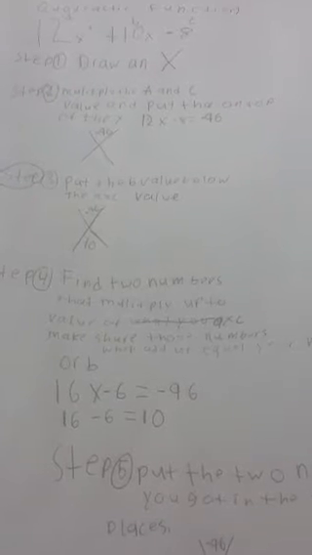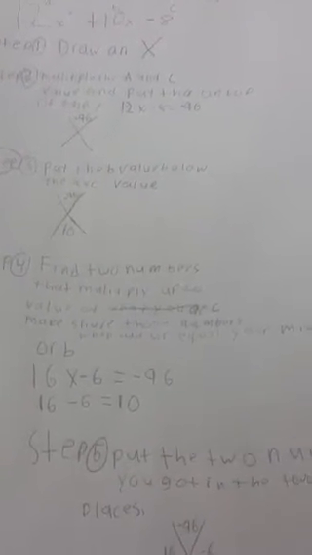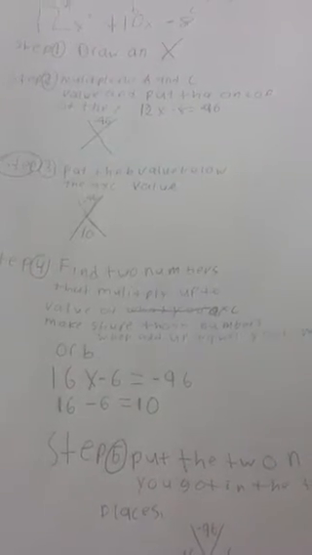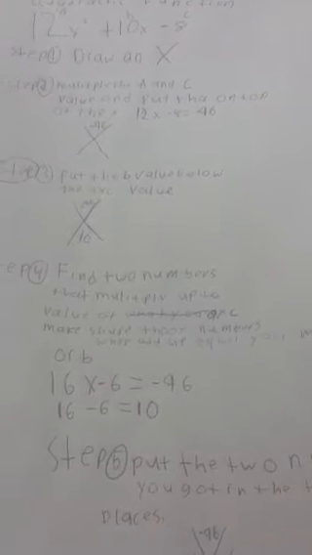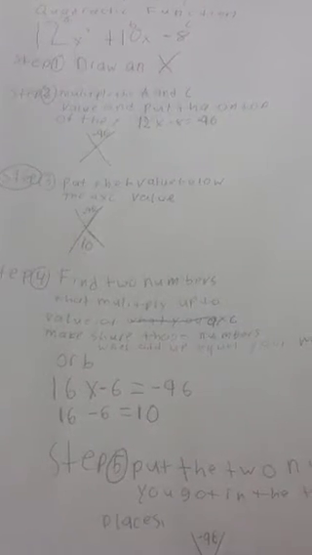For step 4, you find two numbers that when they multiply, they equal the value you got when you multiplied a times c, but they also have to add up to your middle term, also known as your b term. So for this example, you would do 16 times negative 6, because that equals negative 96, but when you add those two together, you also get 10. So for step 5 then, you put the two numbers you got in the two remaining places.